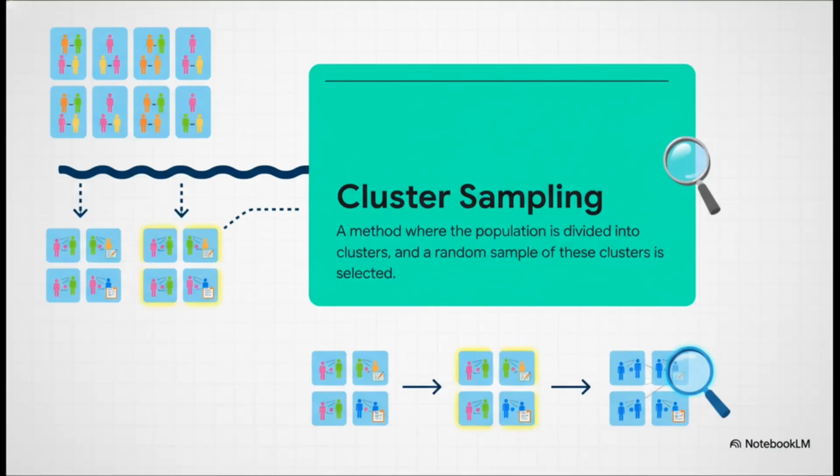See, instead of getting hung up on individuals, we start thinking about the natural groups that already exist within that population. So here's the core idea. First, you take your whole population and you chop it up into groups. We call these clusters. In our school example, these could be the classrooms. Then, and this is the key part, instead of sampling individual students, you take a simple random sample of the clusters. So you randomly pick, say, 15 classrooms. And finally, you go to those 15 classrooms and you survey every single student inside them. It's a two-step dance. Sample the groups, then survey the people inside.